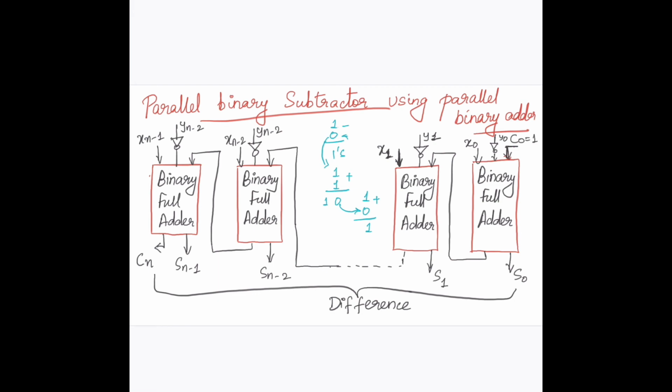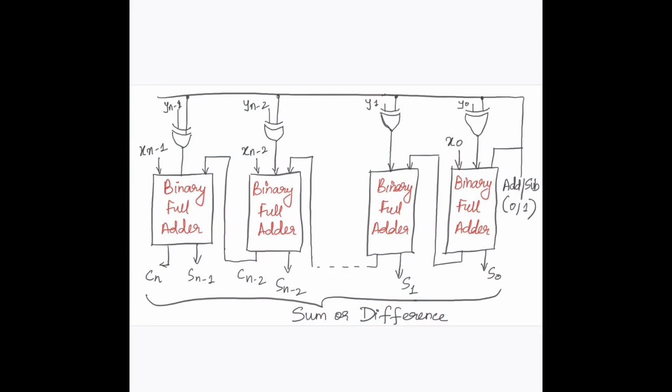Now next is the realization of a parallel adder and subtractor. A full adder can be used to implement both adder and subtractor. This is realized using the property of the XOR gate. We already know the property that yi XOR 1 is equal to yi bar. This behavior can be used to control the add and subtract operation.